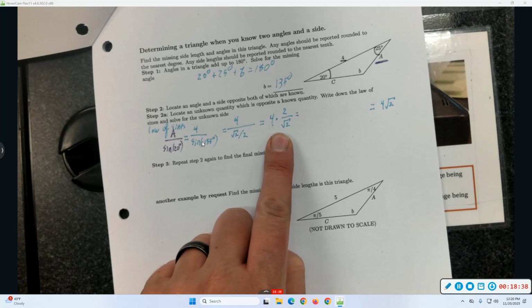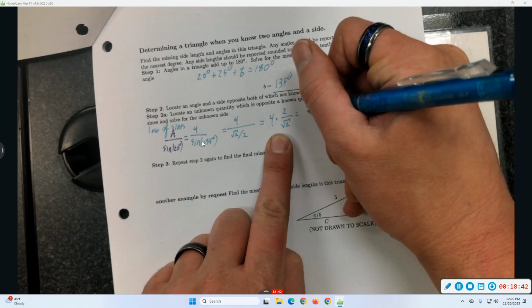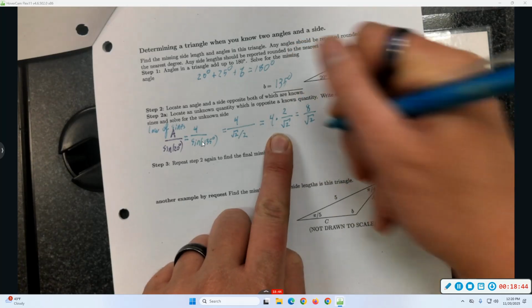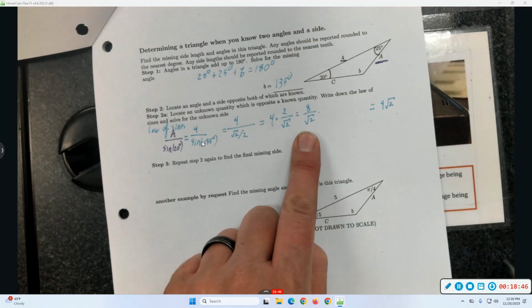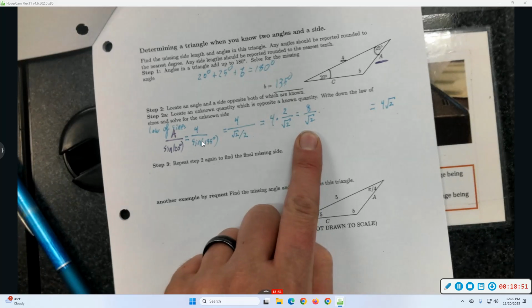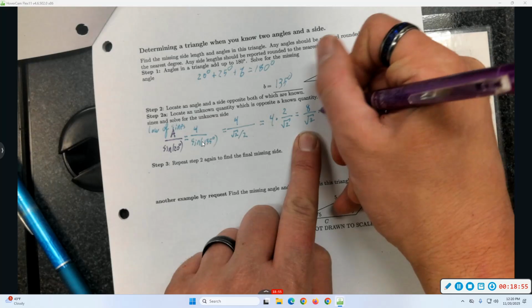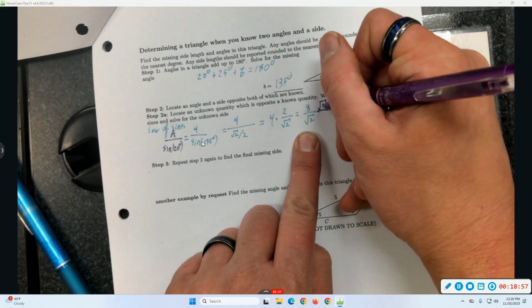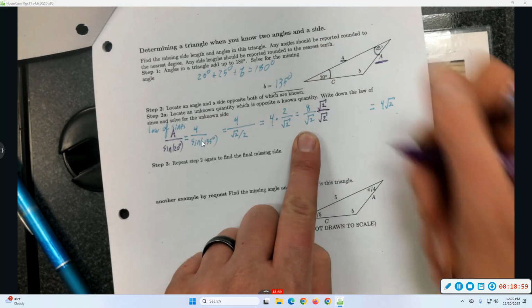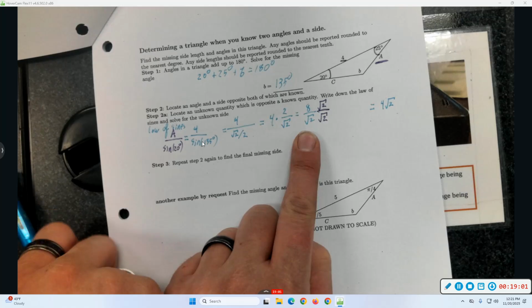Multiply. Just 4 times 2 in the numerator, so I guess that's 8 over root 2. What next? Multiply by square root 2 over 2. I don't like that there's a root 2 in the denominator. I can change the form that this thing's in without changing what it is by multiplying and dividing by 1. Let's see what that gives us.